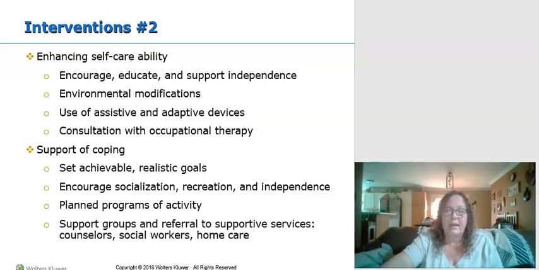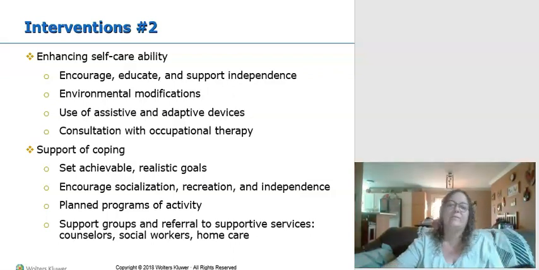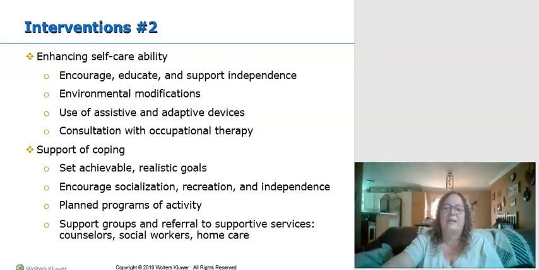Again, this would be a consultation with occupational therapy on things they may need to help them button their shirt, right? Just the little things we don't think about. If you don't have that coordination, how hard that could be. So occupational therapy can be great. Consult with them, reinforce their teaching, set achievable, realistic goals, and encourage socialization, recreation, and independence. We want to keep them as involved as possible, so that they're not isolated.